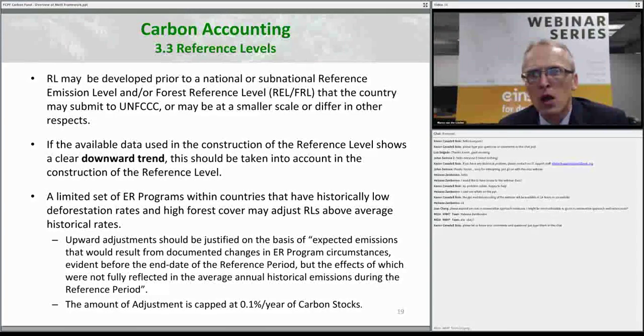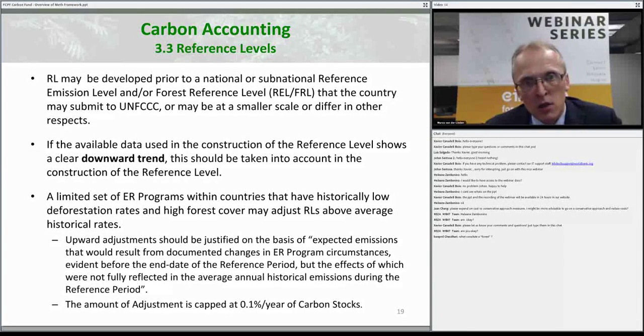At the same time, as a country, you might be developing a reference level on your national readiness, or maybe you're planning to submit that to the UNFCCC soon. What the methodological framework recognizes is that these processes can go in parallel, so you don't have to have a national level forest reference level under the UNFCCC before you can do a reference level for the Carbon Fund. You could do your Carbon Fund reference level first and use that to inform your UNFCCC reference level. Up to you, but it would be good if there's consistency in terms of methods and data.